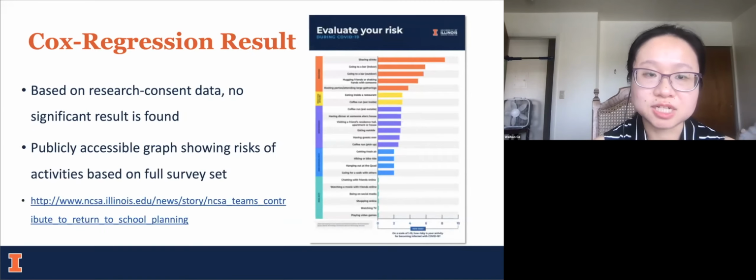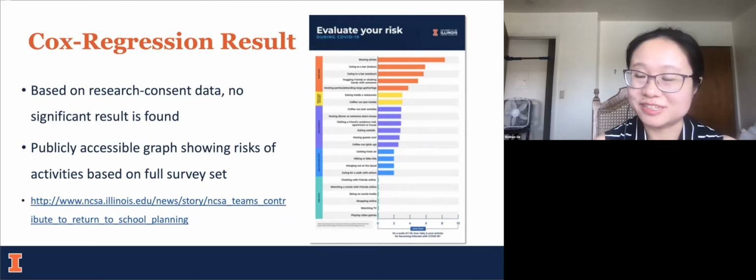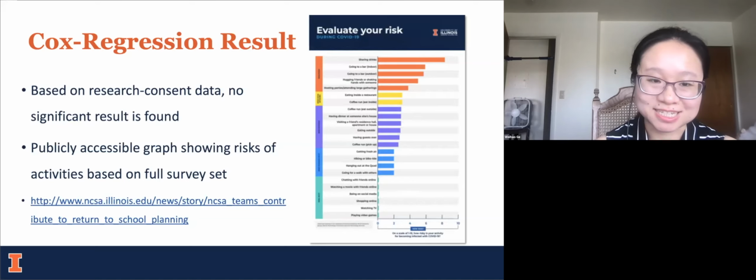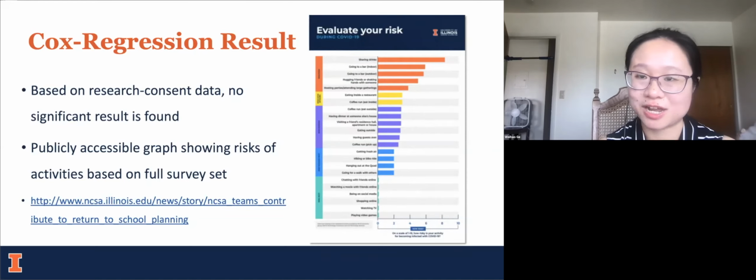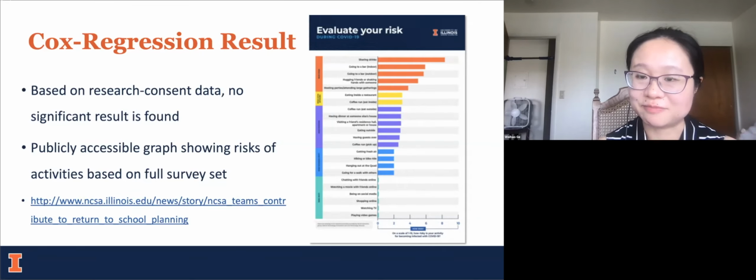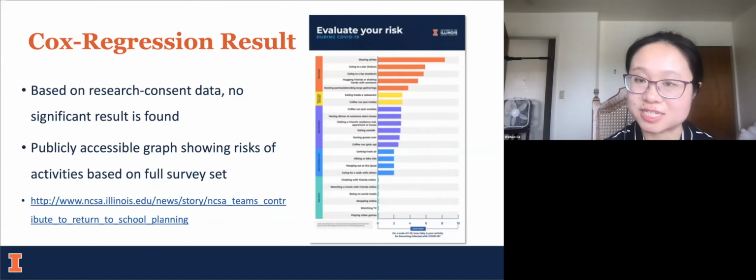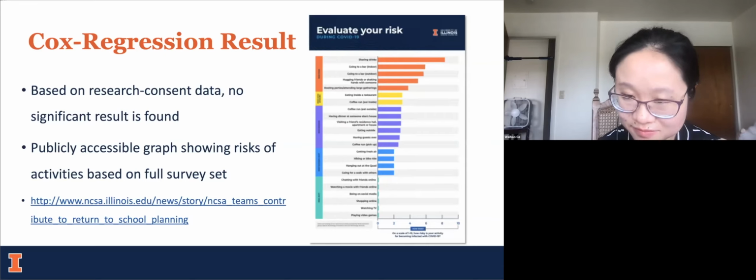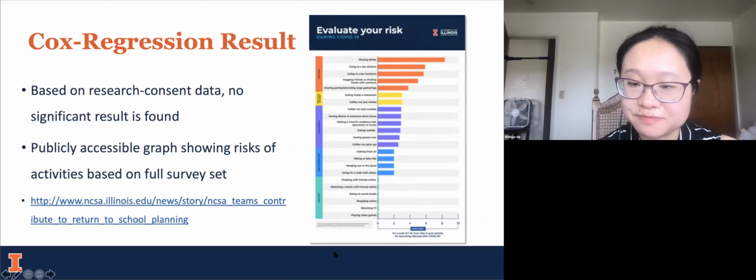So for the research consent data, we identified no significant result. But based on the full survey data set, we have made this publicly accessible graph showing the risks of activities, where the students can get a reference and evaluate their own risk before they take actions.